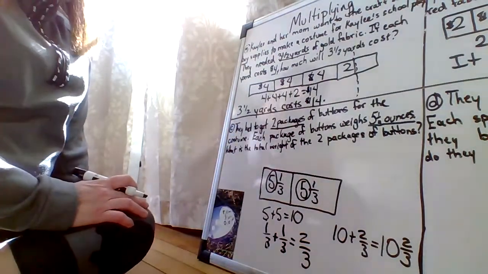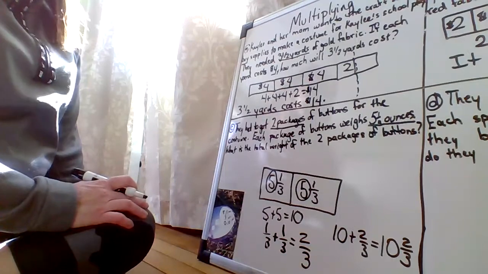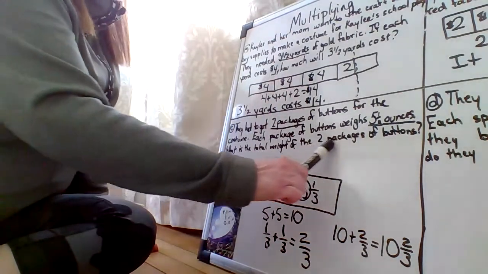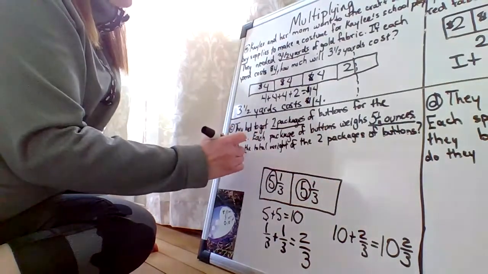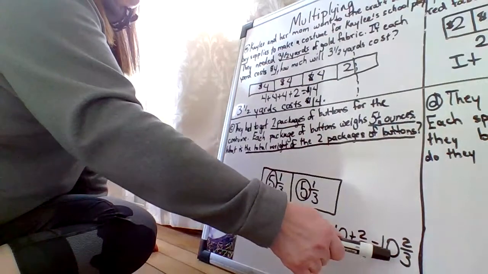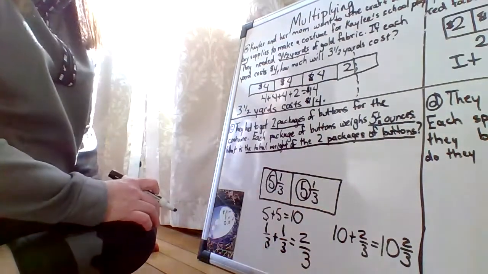So we've answered the question. Now we need a solution sentence. So you go back to the question. What is the total weight of the 2 packages of buttons? The total weight of the 2 packages of buttons is 10 2/3 ounces.